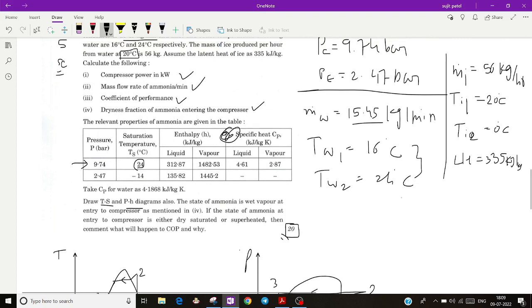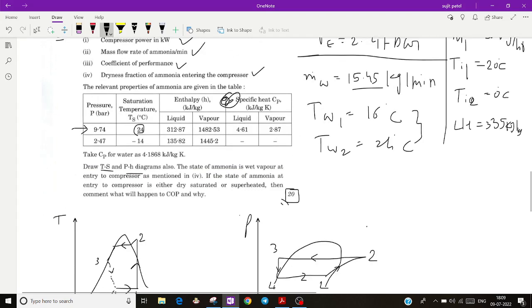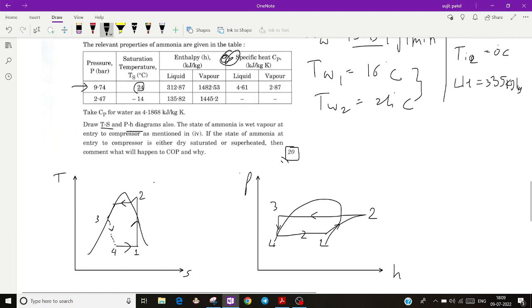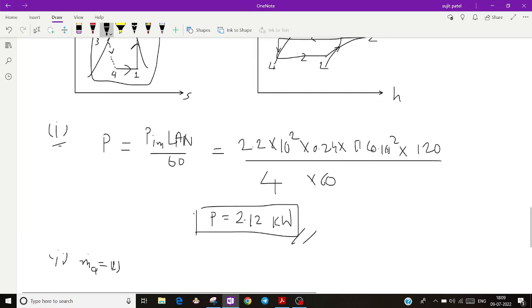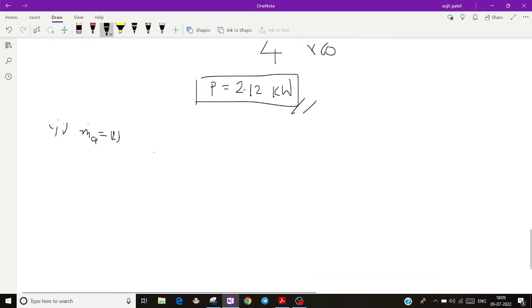So whatever the amount of heat that is gained by this water has to be rejected from the condenser. And the mass flow rate of the refrigerant, if we consider this whole system as a control volume, then it will become a closed system. So whatever the mass flow is entering from the evaporator, condenser, compressor, that will remain the same. So for this we have to apply a heat balance.